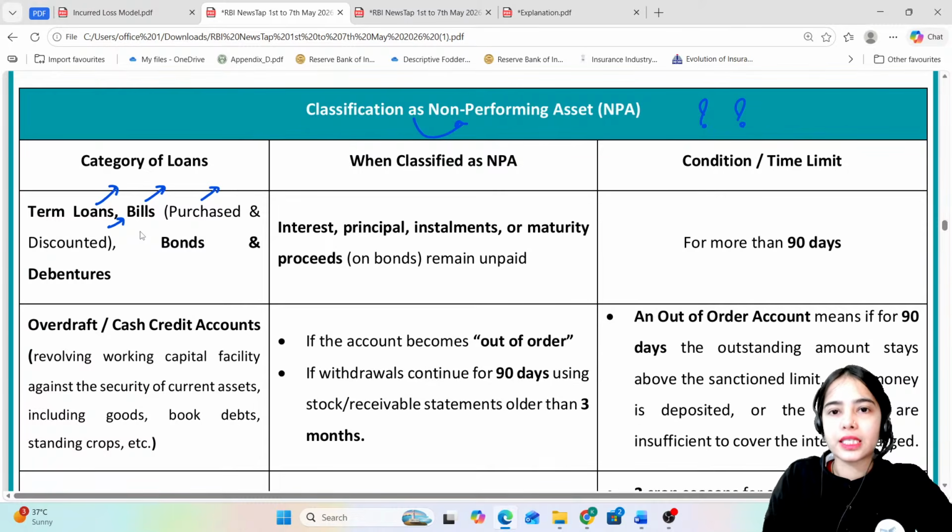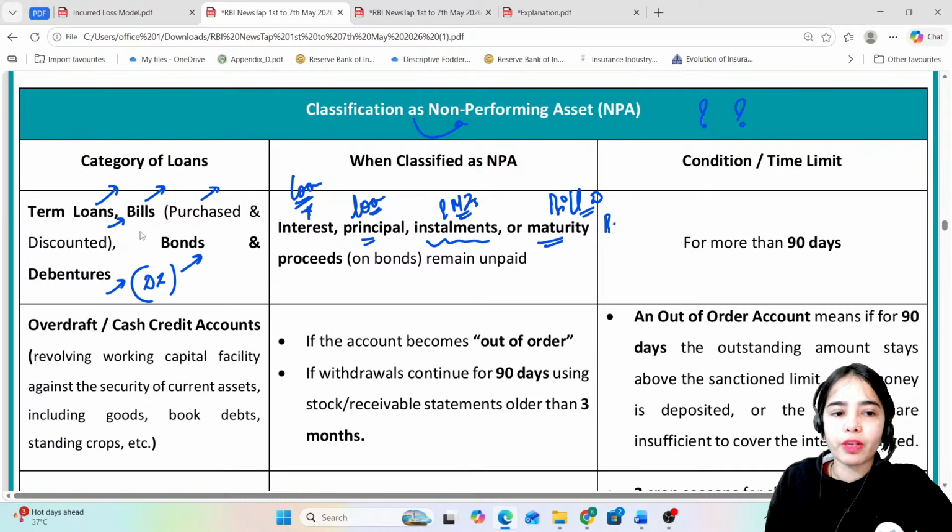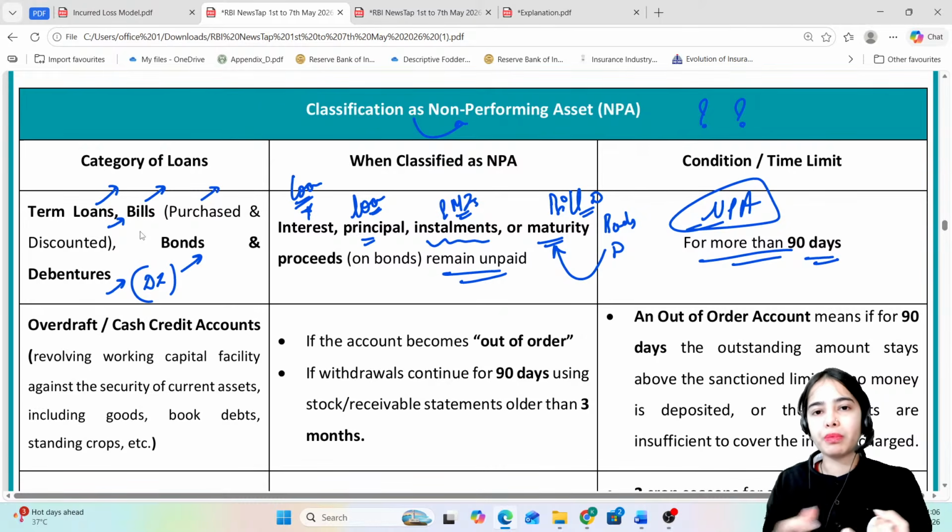Okay? So this is the idea that in all these cases, like the loans that are given, the bills that are purchased or discounted for the seller, the bonds and the debentures that are debt instruments, they can be classified as NPA if the interest on the loan is not paid, if the principal amounts, the installments, the EMIs are not being paid, or if the maturity proceeds in the case of the bills discounted, or in the case of the bonds and debentures, remain unpaid for more than 90 days. Then the term loans, bills discounted, bonds and debentures will be termed as NPA.